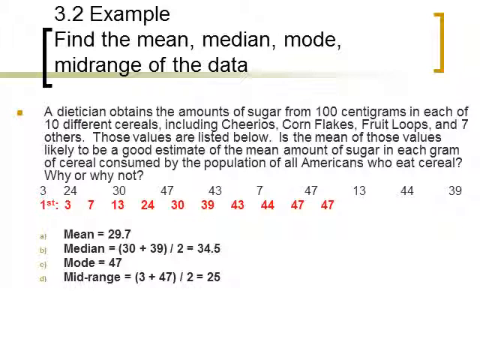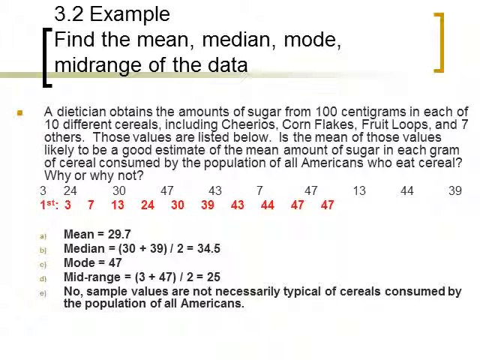It repeats twice. And the mid-range, we take the low number 3 and the high number 47. We add that up and divide by 2. So 3 plus 47 is 77. And divide that by 2, and you get exactly 25. And then to answer the extended question, the sample values are not necessarily typical of cereals that are consumed by the population of all Americans.